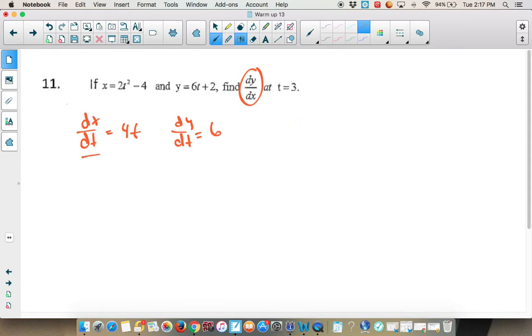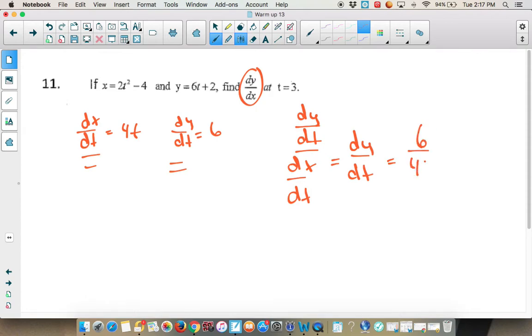Well, if I just look at this versus this, dy over dt over dx over dt is going to reduce, do a keep change flip, to dy over dx. So if I take the 6 over 4t, that's just going to be your dy dt over your dx dt. That reduces to 3 over 2t. Again, you don't have to reduce in calculus, but it helps if you do. And at t equals 3, that's going to be 3 over 6, so it's going to be 1/2.